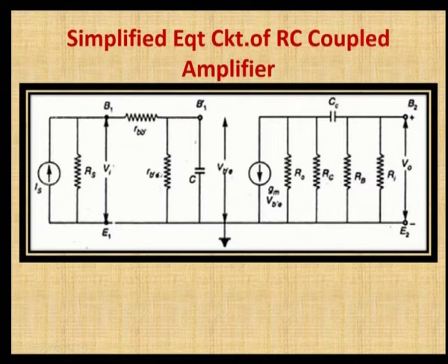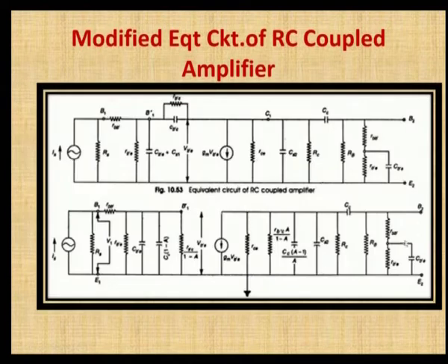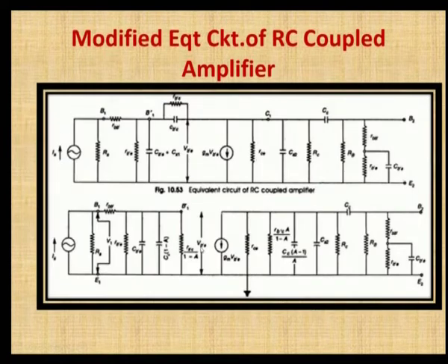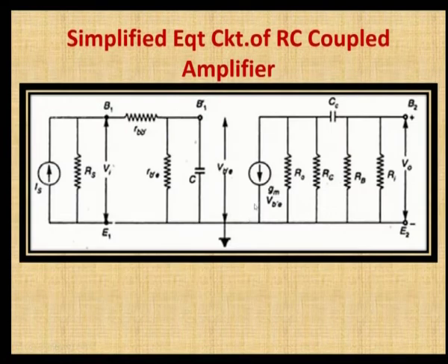The output impedance is considered as R naught here, and this capacitance is also omitted, and this RB' and RB'E is taken as Ri, the input impedance of the next stage. That is the difference between the second circuit and this circuit.